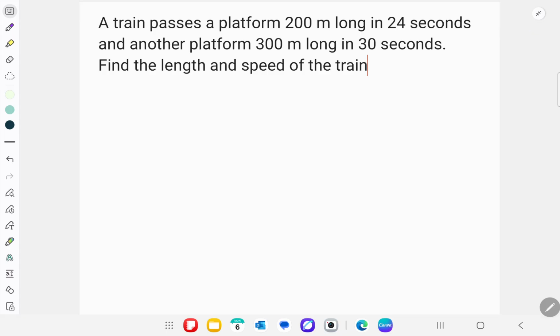A train passes a platform 200 meter long in 24 seconds and another platform 300 meter long in 30 seconds. Find the length and speed of the train.